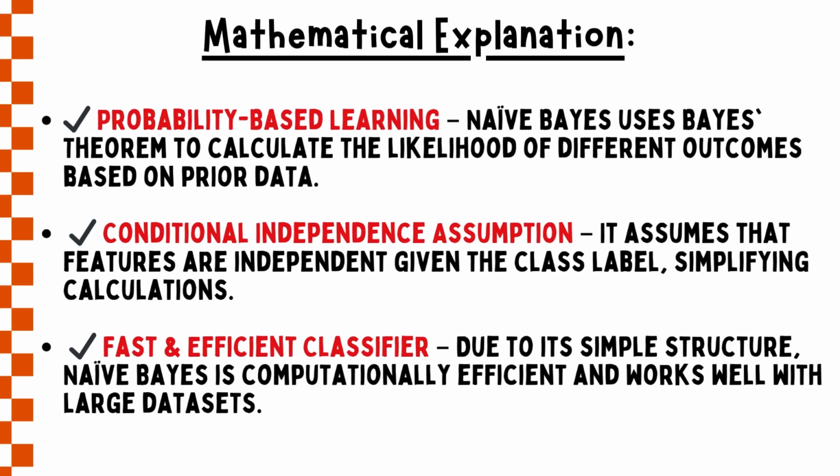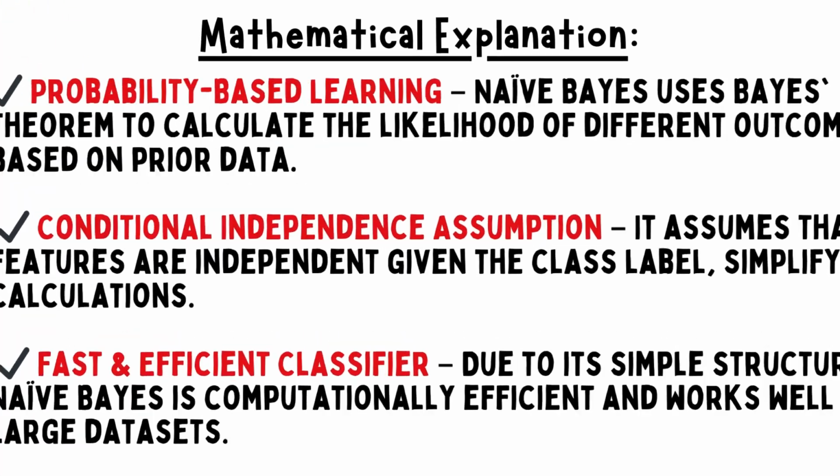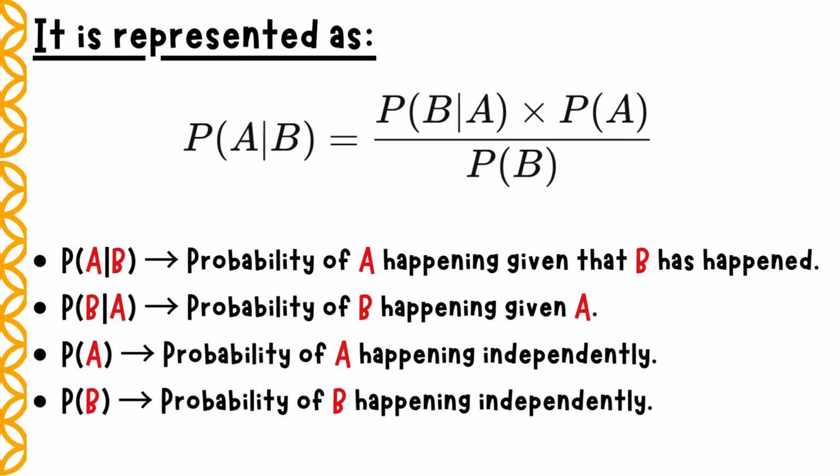Mathematical explanation: Bayes' theorem and probability. The Naïve Bayes algorithm is built on Bayes' theorem, which calculates conditional probability. In simple terms, Bayes' theorem helps us find the probability of an event happening, given that another event has already occurred. Mathematically, it is represented as P(A|B), probability of A happening given that B has happened; P(B|A), probability of B happening given A; P(A), probability of A happening independently; P(B), probability of B happening independently.